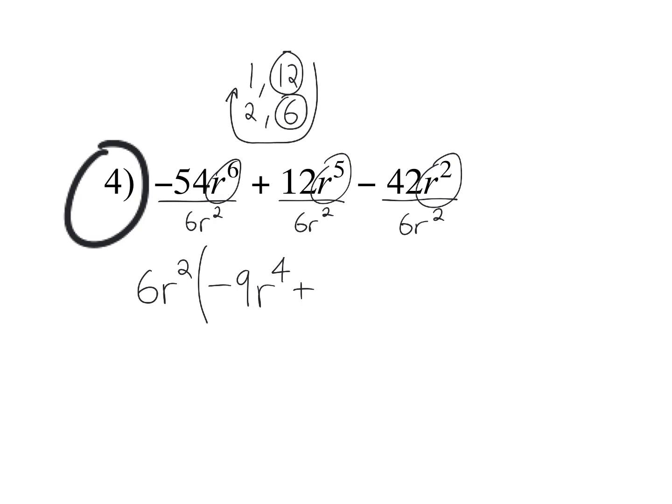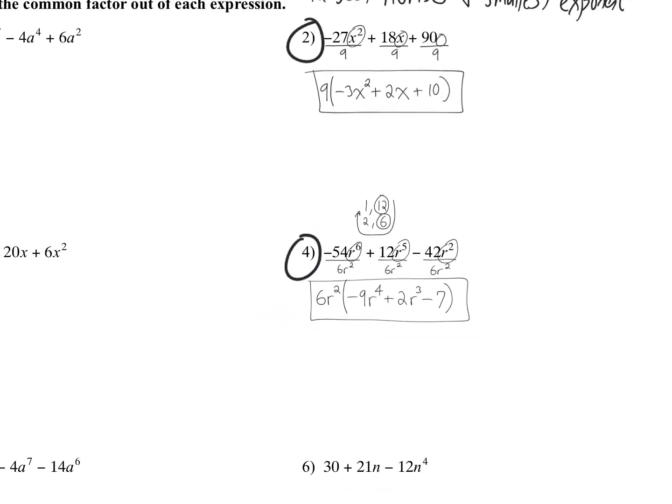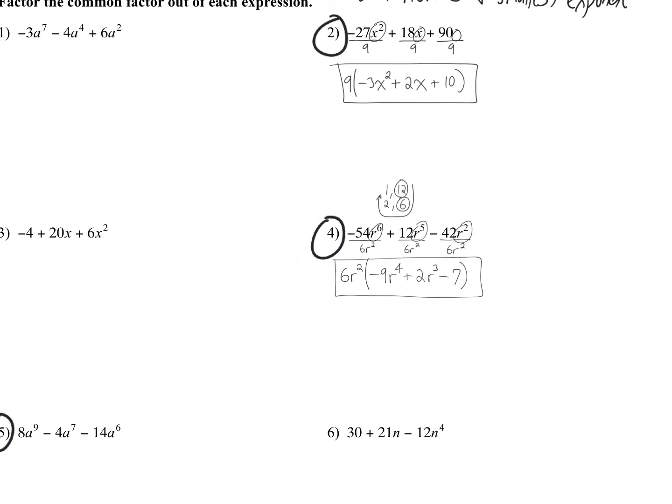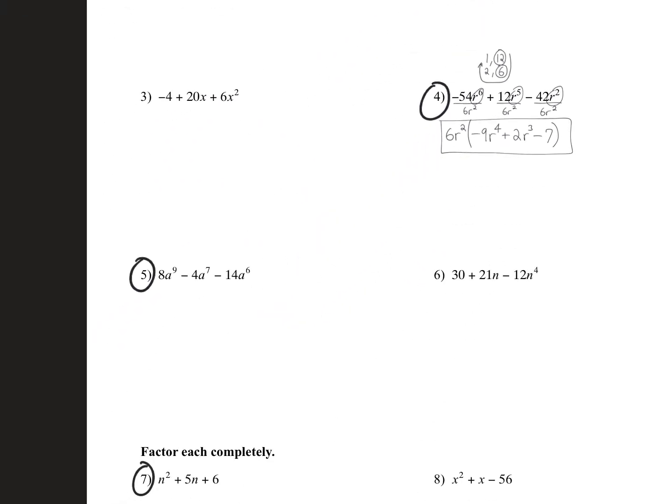That is going to be 12 divided by 6 is 2. r to the 5th divided by r squared is r to the 3rd. 5 minus 2 is 3. Minus 42 divided by 6 is 7. And the r squareds are going to cancel, and we're left with this for our final answer. All right, let's do one more, then you guys are going to try a few on your own, okay?